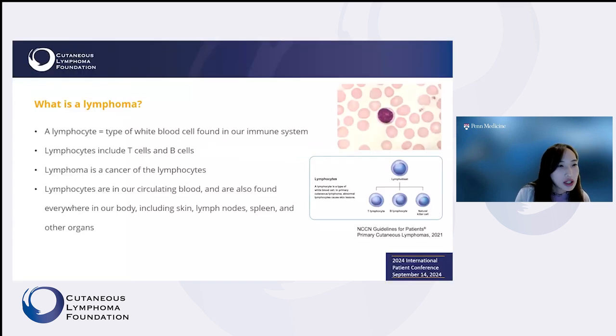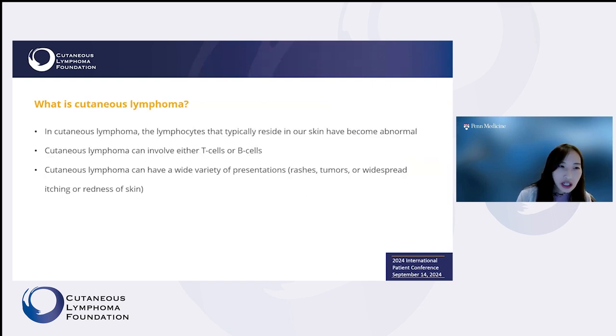A lymphoma is basically a cancer of the lymphocytes. And a lymphocyte is a type of white blood cell that is found in our immune system. So this is an example of a lymphocyte, what it might look like in your blood. These are your red blood cells. And then a lymphocyte can have different types, including T cells, also known as a T lymphocyte, and B cells, also known as a B lymphocyte. And lymphocytes are in our circulating blood, and they're also found everywhere in our body, including skin, lymph nodes, spleen, and other organs. So what's cutaneous lymphoma?